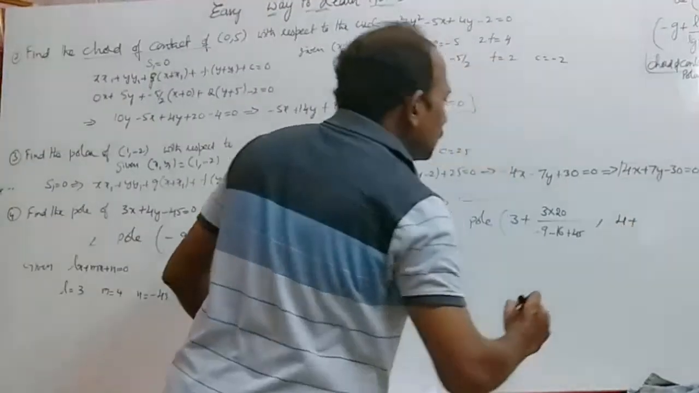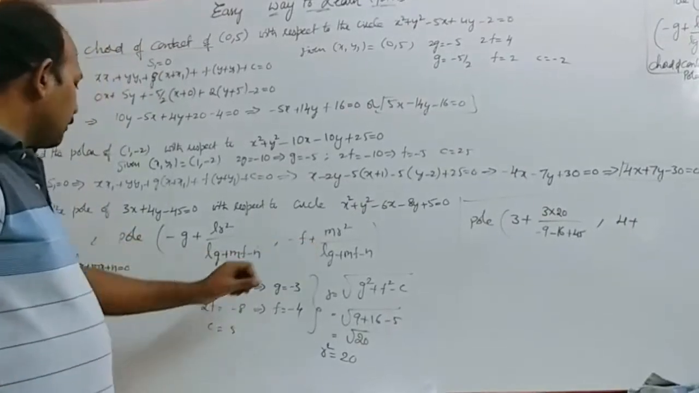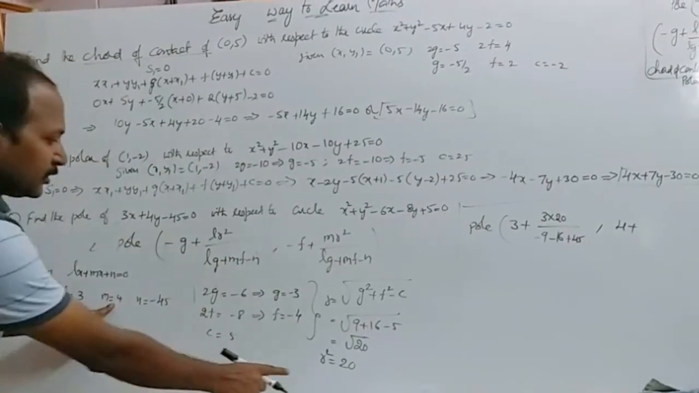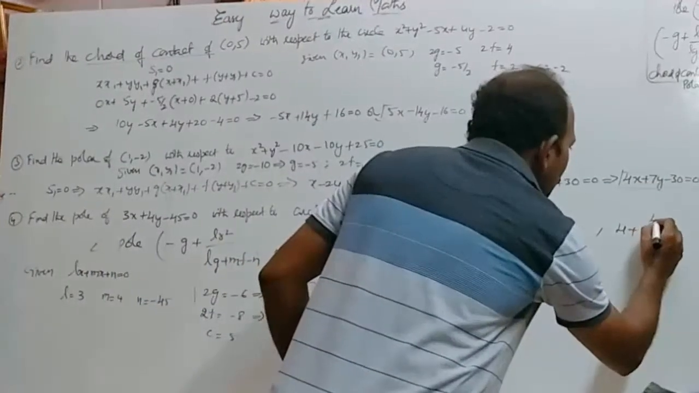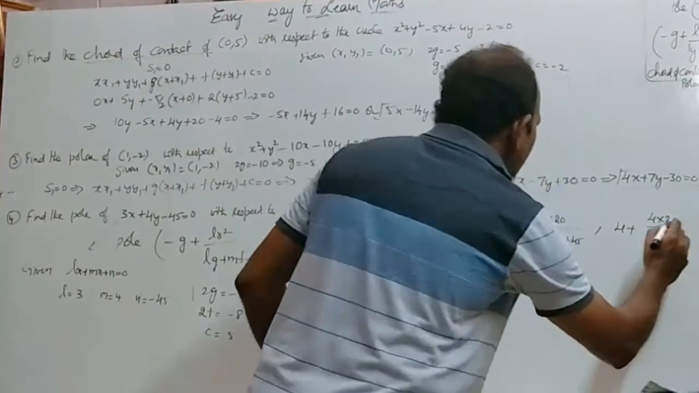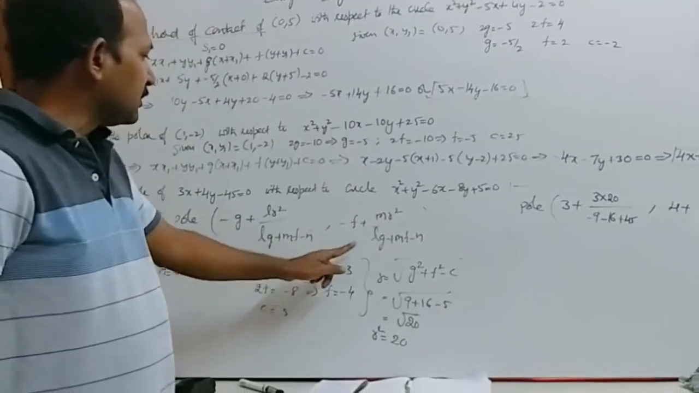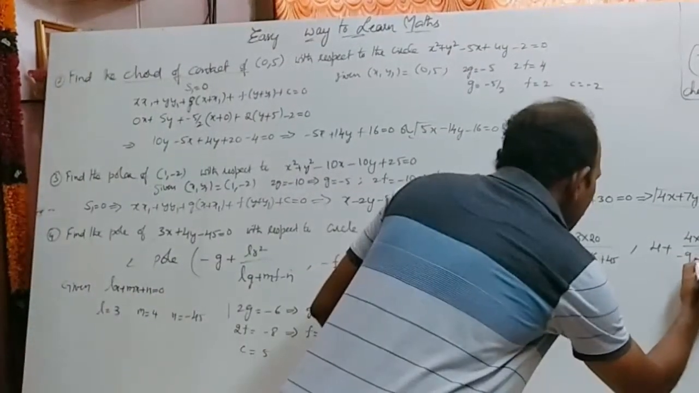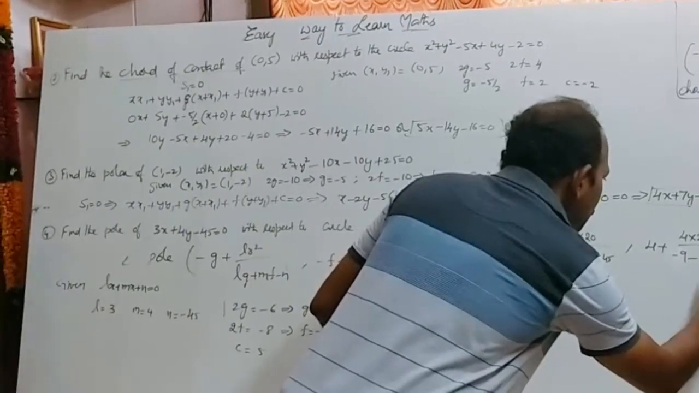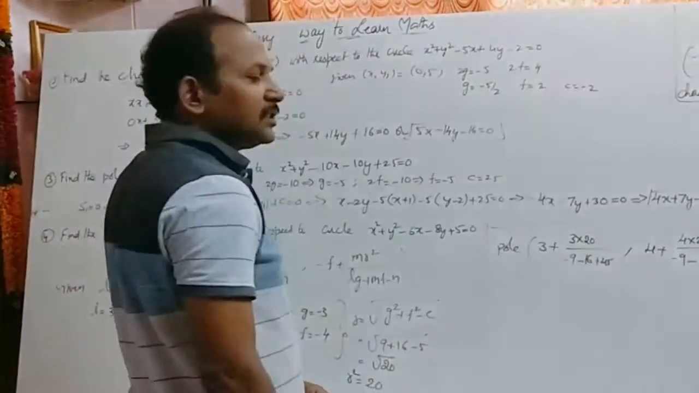Next y coordinate, minus f, that is minus of minus 4, 4 plus here m r square. M is 4. R square is 20. Therefore 4 into 20, by again Lg plus mf minus n. Therefore same value. Minus 9 minus 16 plus 45. Now let us simplify.